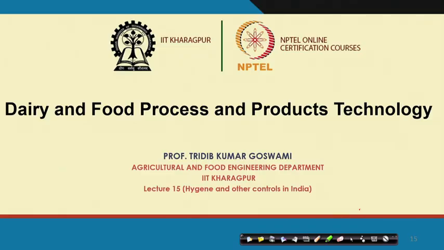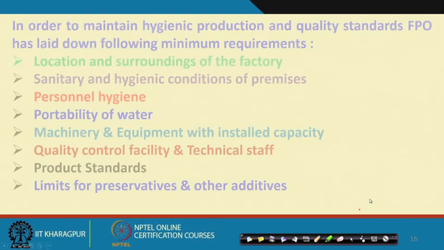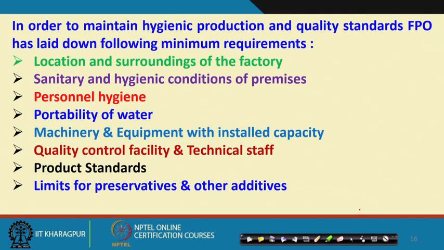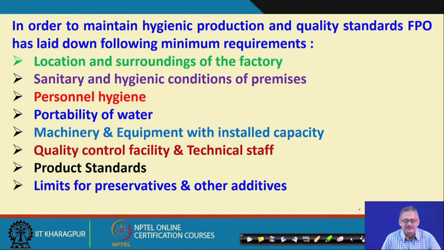So, let us look into what are the laid down norms about hygiene, right. So, in order to maintain hygienic production and quality standards, FPO, that is Food Products Order, has laid down the following minimum requirements. What are they? They are like this: location and surroundings of the factory.